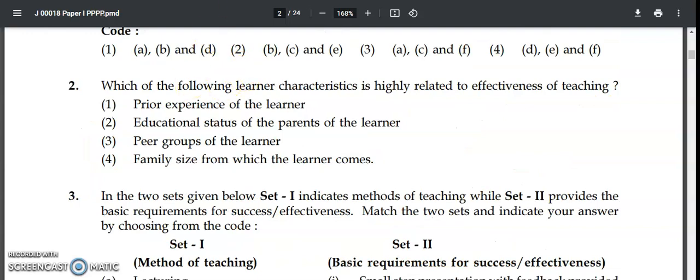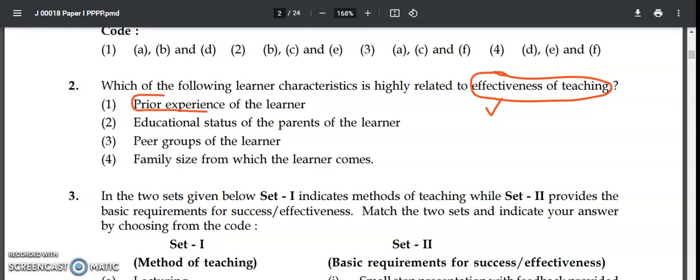So here they mention which of the following learner characteristics is highly related to the effectiveness of teaching. That means if the teaching has to be done very effectively, then which of the following learner characteristics is the most important? So prior experience of the learner.